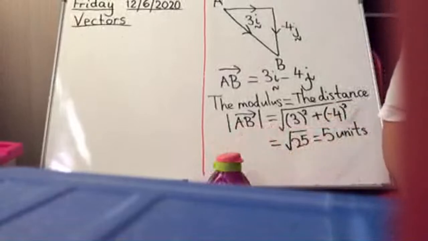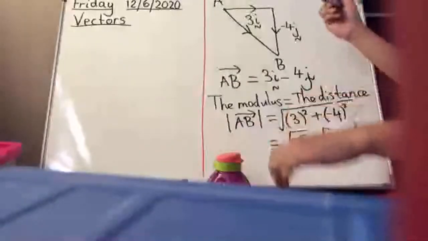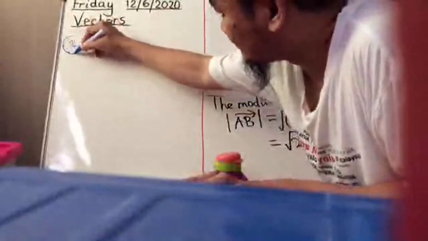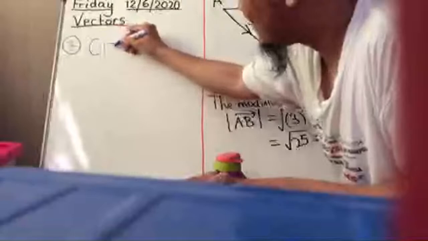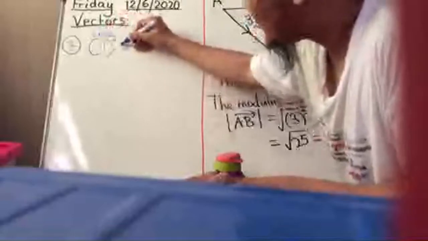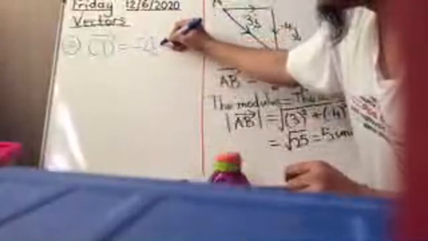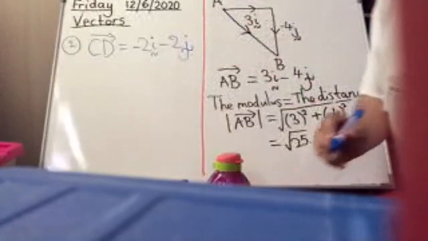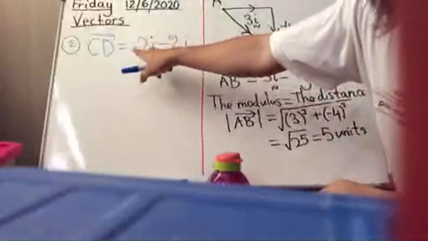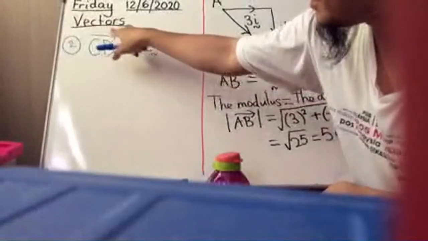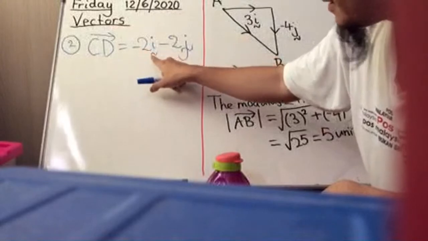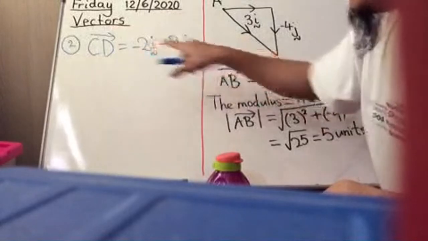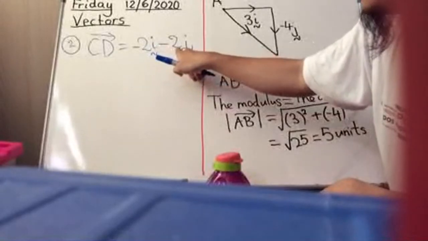Alright, now we're going to go to the second example. Okay, let's say I have CD. So this is vector CD equals negative 2i minus 2j. You must always remember that when you have vectors, you must have this tilde below your i and j components. So this is negative 2i and this is negative 2j.